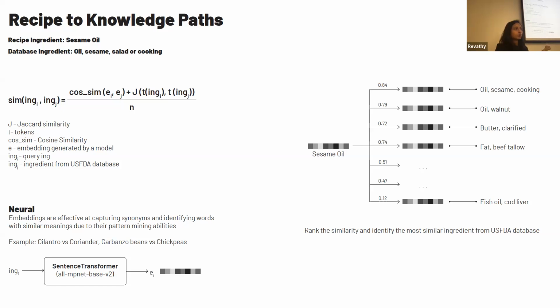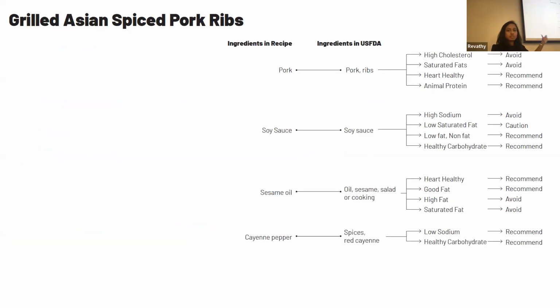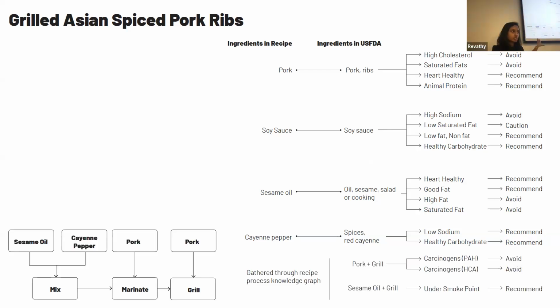So this talks about the neural component of the neurosymbolic recommendation that we were talking about, where we were using embeddings to find appropriate mappings. And once we do this for each of the ingredients in the recipe, we will have something as follows. So for all the ingredients in US FDA, we have created appropriate reasoning as to why they are suitable or not suitable. And through the process graph that we have generated, we can study the interactions and also find those interactions in our knowledge graph to see if they produce any harmful effects or whether they should be recommended or not.